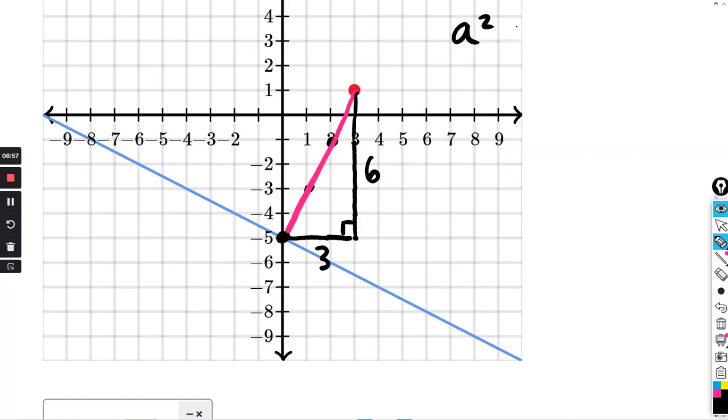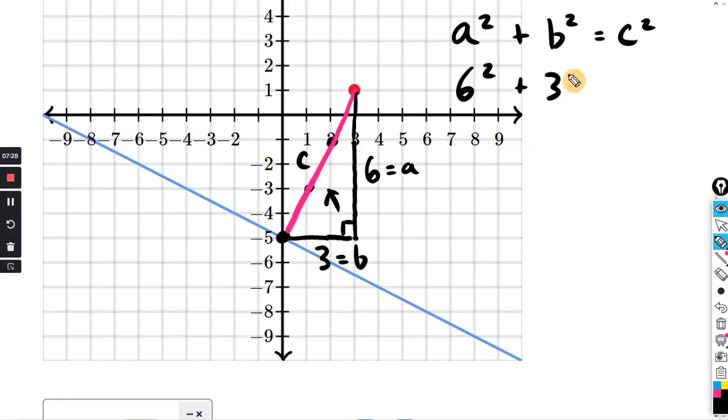A squared plus b squared equals c squared. Remember that c is always the hypotenuse. That's the one across from the right angle. A and b, it doesn't matter which is which, so I'll let this equal a, and I'll let that equal b. C has to be across from the right angle. The other ones, it doesn't matter. So a squared is going to be 6 squared. B squared is going to be 3 squared. And that equals c squared.